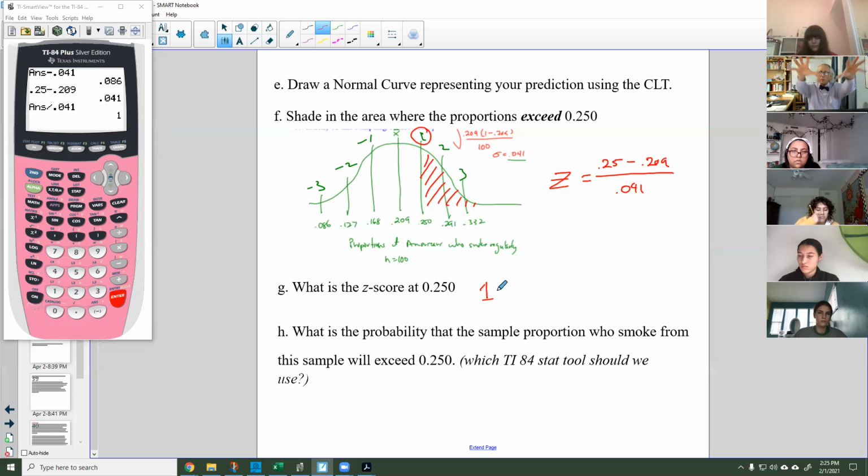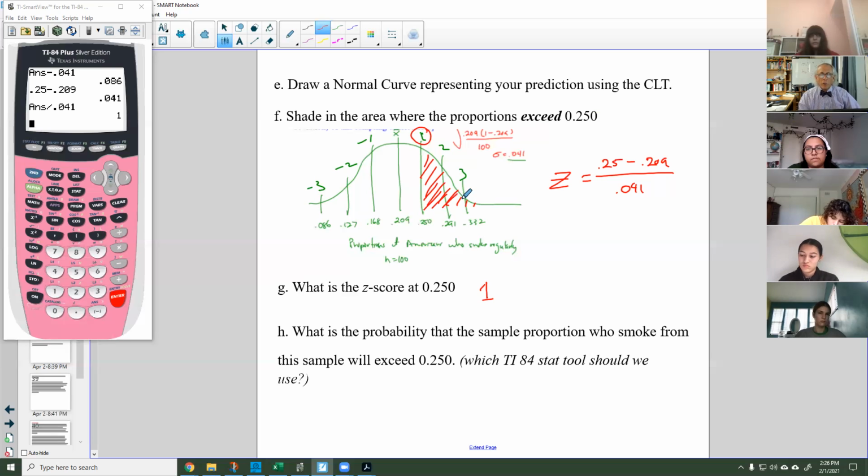I reached into the population of Americans. I pulled out 100 people, and I want to know what's the probability that the 100 people I just pulled out will have 25% smokers or more than 25% smokers? You follow the question that I'm saying here? So I'm going to use my TI calculator here. I want to know what is the area under the curve right here.